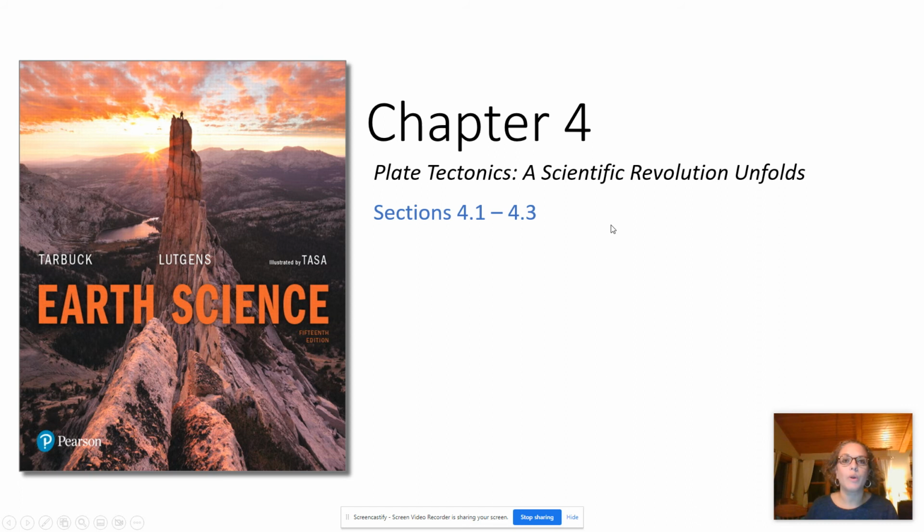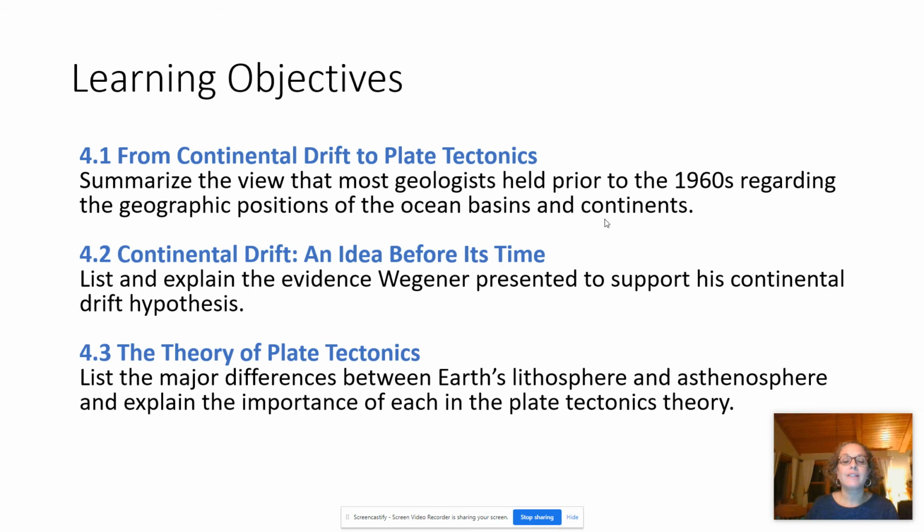The learning objectives for the first three sections include some historical information talking about the hypothesis of continental drift and how that hypothesis evolved into the theory of plate tectonics. The second section, 4.2, will talk more about evidence for continental drift, specifically evidence put forth by one scientist named Alfred Wegener. And the third section, the theory of plate tectonics, will introduce you to some of the fundamental concepts of the theory, which really represents the modern understanding or model of how the continents move.